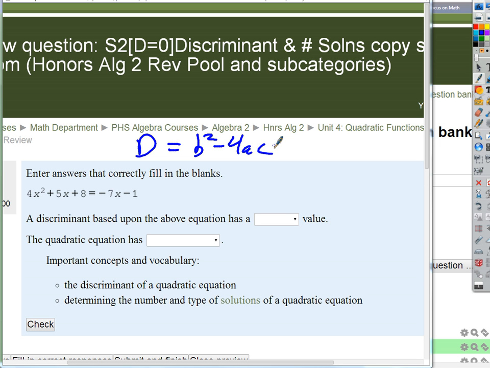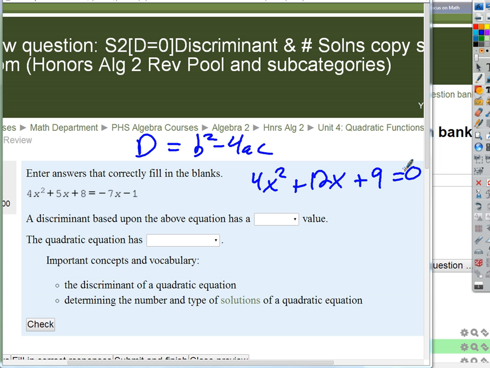Okay, so all we've got to do then is add the stuff to the other side and find the sign of the discriminant. So if I turn this into a quadratic equation in standard form, don't I get 4x squared plus 12x plus 9 equals 0? So the discriminant is b squared minus 4ac. You can probably do it in your head.